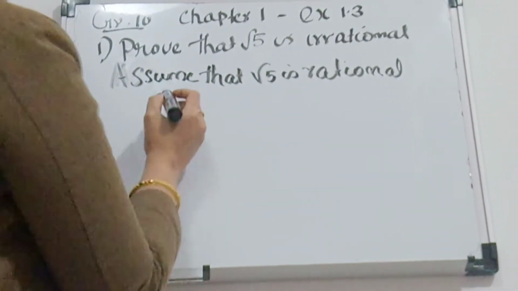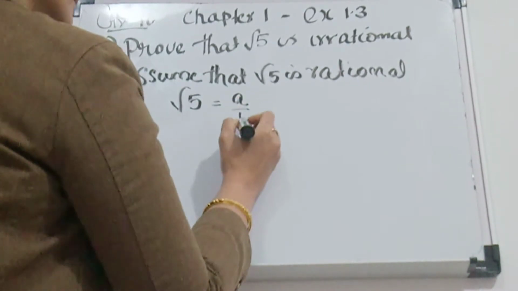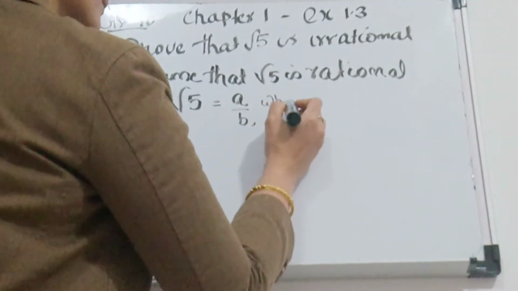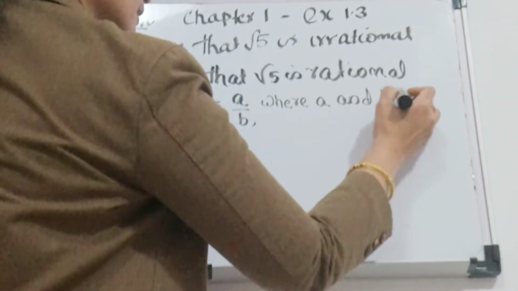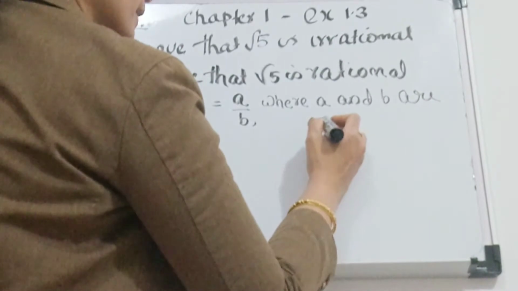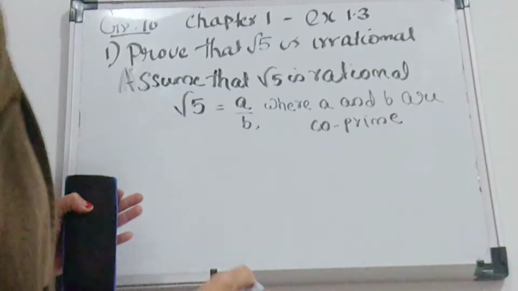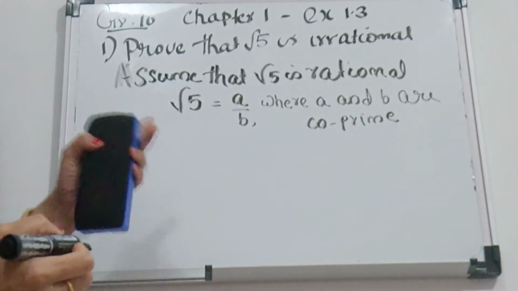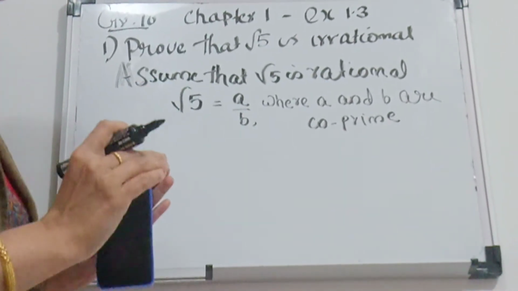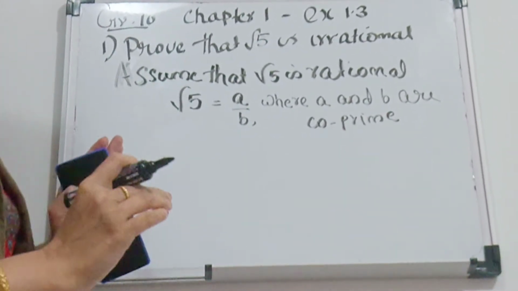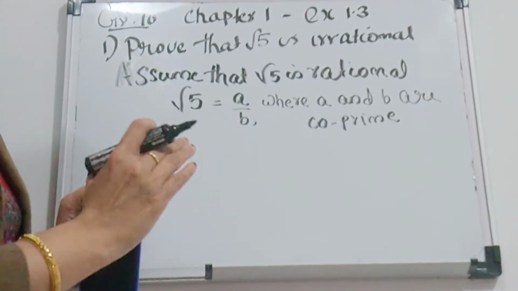Then you can write root 5 as a by b, where a and b are co-prime. What do you mean by co-prime? Two numbers are said to be co-prime when there is no common factor between a and b. So our assumption is that root 5 is a rational number. That's why we wrote it as root 5 equal to a by b, where a and b are co-prime.